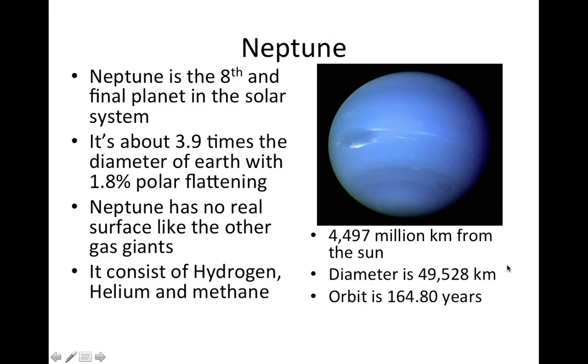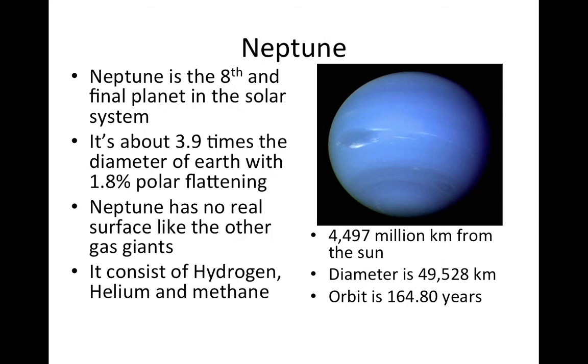And finally, the final planet is Neptune. Neptune is the eighth and final planet in the solar system. Its diameter is 49,528 kilometers, which makes it about 3.9 times the size of Earth. It also experiences polar flattening to a degree of 1.8%.